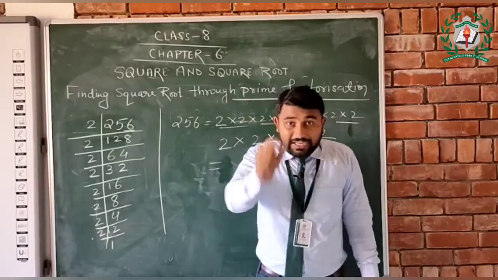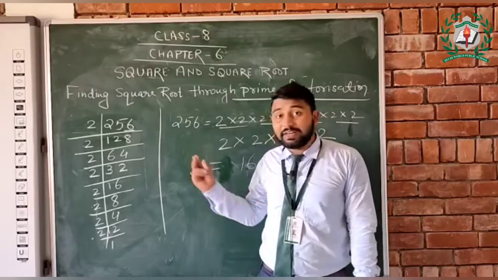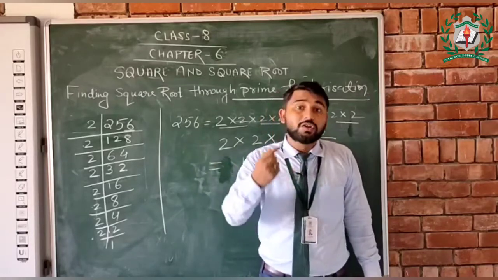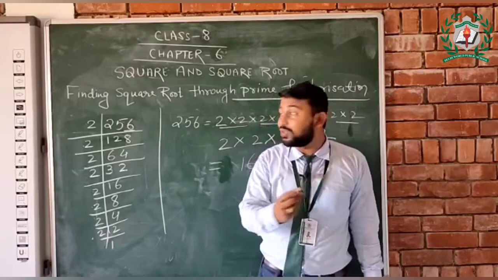So students, try to find the square root of different kinds. We have 2 kinds of method. So try to solve all the questions which belong to these 2 methods.